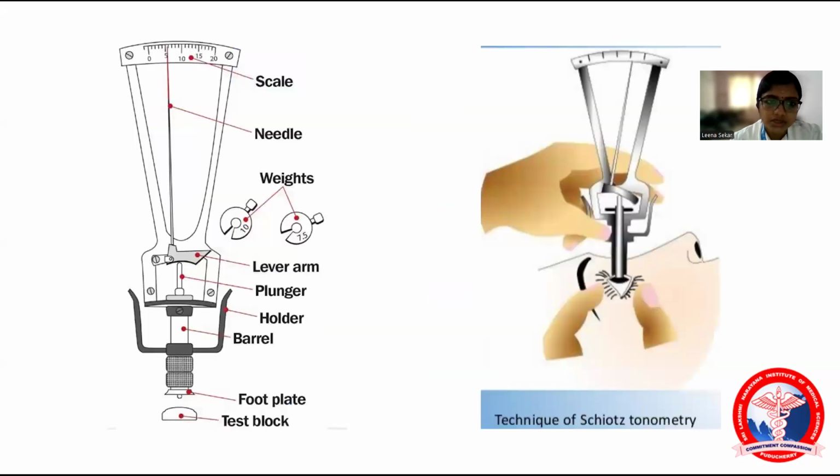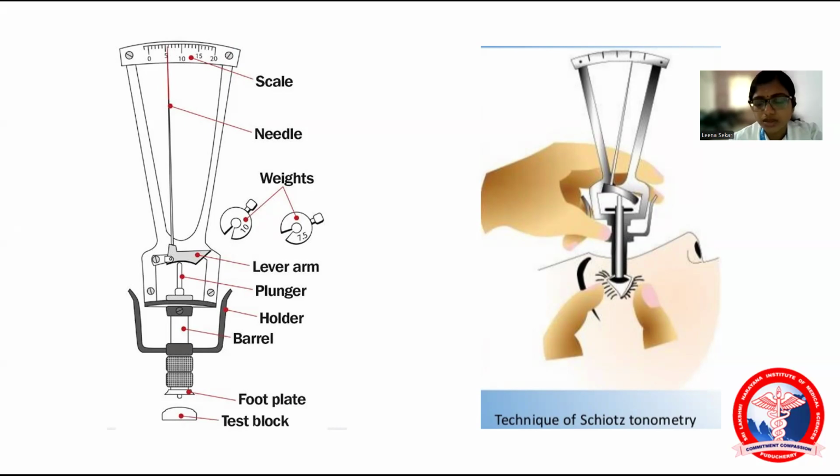This is the picture depicting Schiotz's tonometry. This Schiotz's tonometry will have a measuring scale, a needle, and weights like 10 and 7.5 indicating weights. Then lever arm is there and plunger below which is holder. After that, a barrel is there and foot plate, and foot plate will rest over the cornea of the eye. This is how we have to check the Schiotz tonometry.